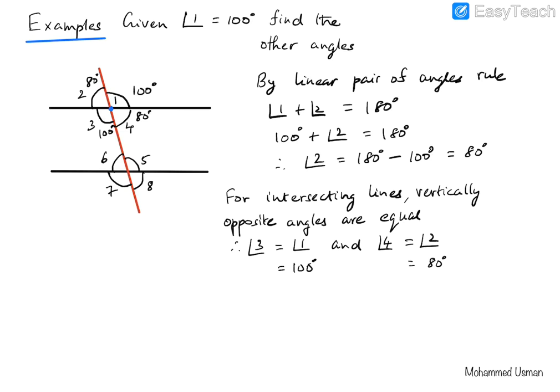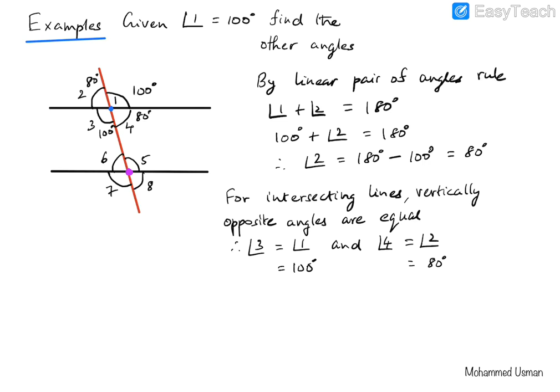Similarly, we can now calculate the angles around the second intersection point, which I'll mark in pink here. Around this, we want to calculate angles 5, 6, 7, and 8. And for this, we will use the rule for corresponding angles. If you recall, in the beginning of this class, we said the angles which lie at the same location around the point of intersection are called corresponding angles, right? Angle 1 and angle 5 are corresponding angles. Angle 4 and 8 are corresponding angles. Angle 2 and 6 are corresponding angles, and angle 3 and 7 are corresponding angles.